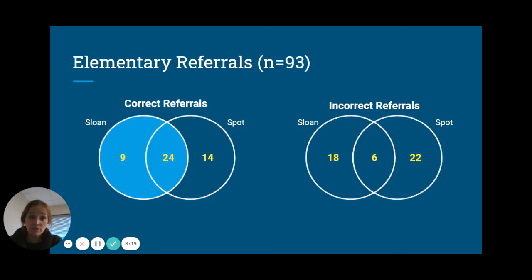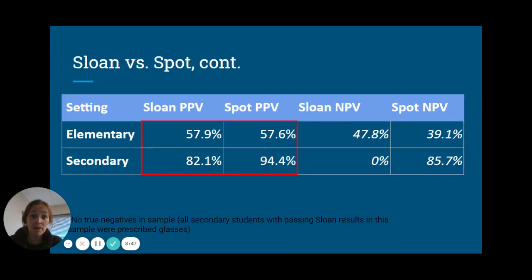So back to elementary, if we're looking at the Sloan, we're looking at the number of students with correct Sloan referrals. That's 9 plus 24, or 33. Divided by all students referred for the Sloan. That's 9 plus 24 plus 18 plus 6, or 57. 33 correct referrals divided by 57 total Sloan referrals equals 57.9%. Students who were referred for the Sloan received corrections 57.9% of the time.